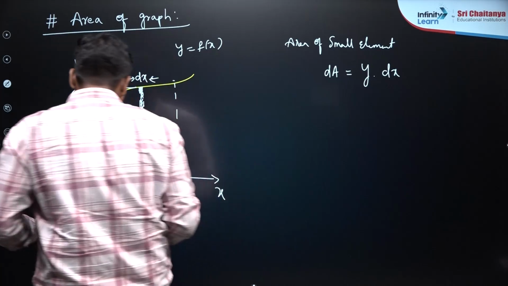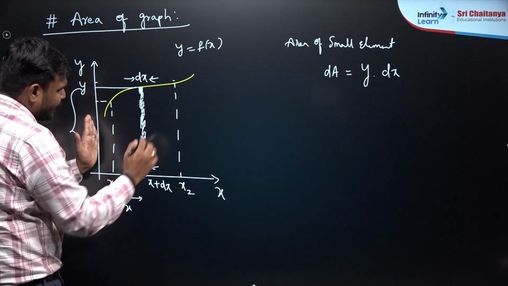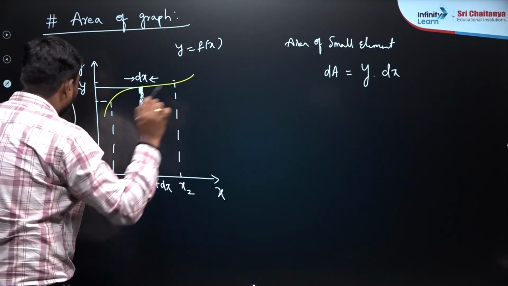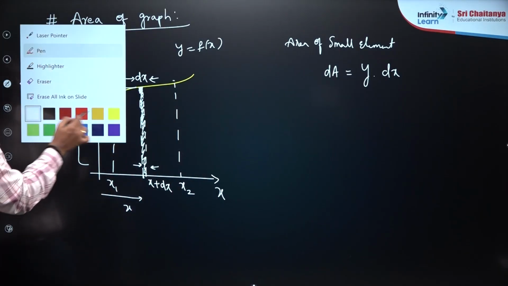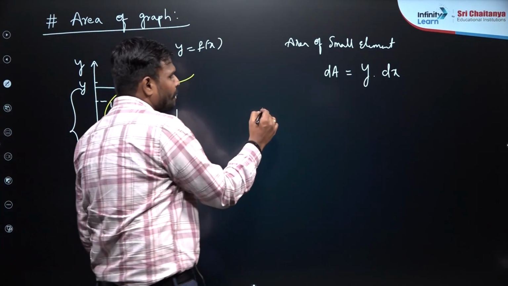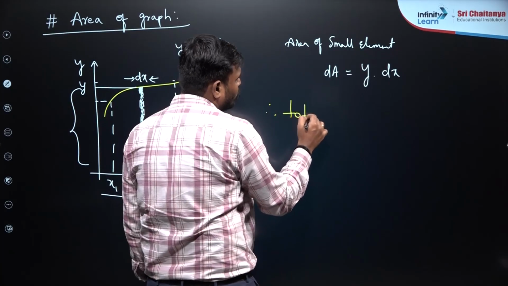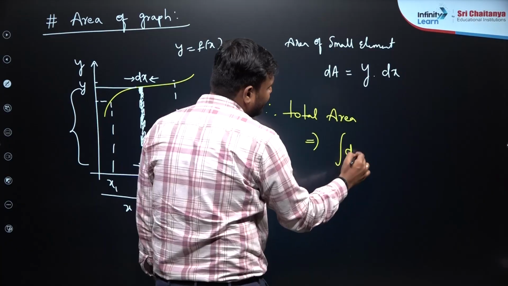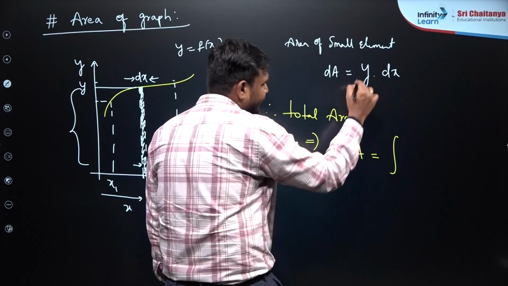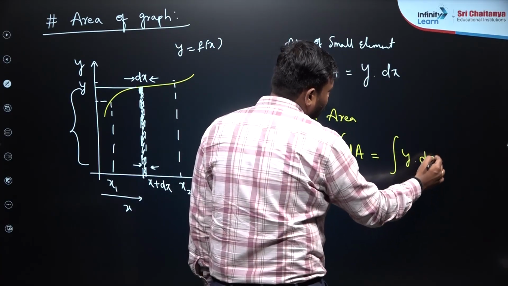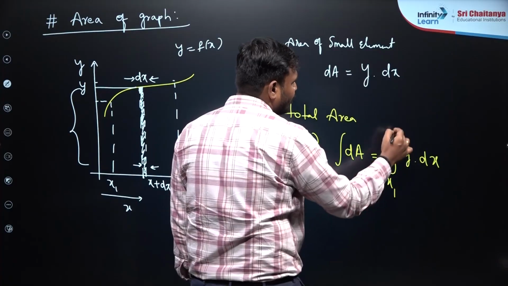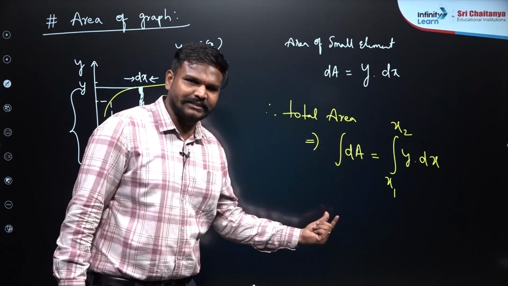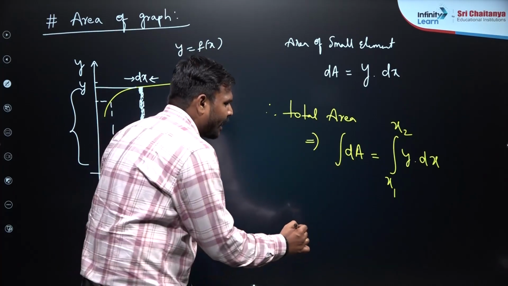Now, like that, how many rectangles are there? So many rectangles are there, from x1 to x2, we have to join all of them. So joining is nothing but integration. So total area is nothing but integral dA, that is applying integral on both sides. And what would be the limits? From x1 to x2. And integral dx is x, like that integral dA would be A.